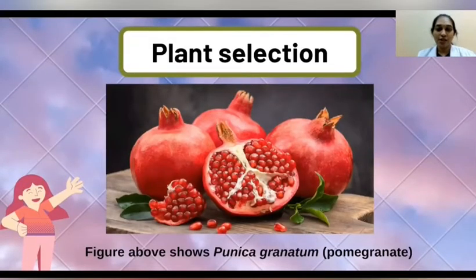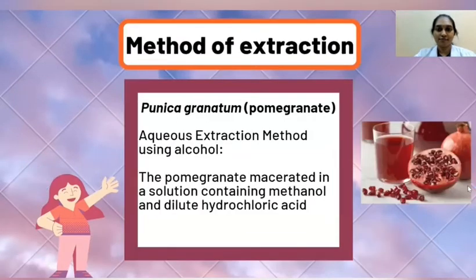Plant selection of this experiment is Punica granatum, which is also known as pomegranate. So as you can see in the picture, this is the pomegranate. This experiment will be conducted through aqueous extraction method using alcohol, where the pomegranate is macerated in a solution containing methanol and dilute hydrochloric acid.